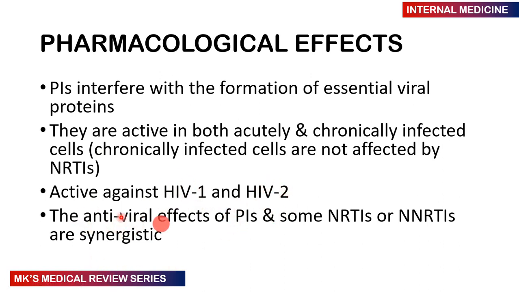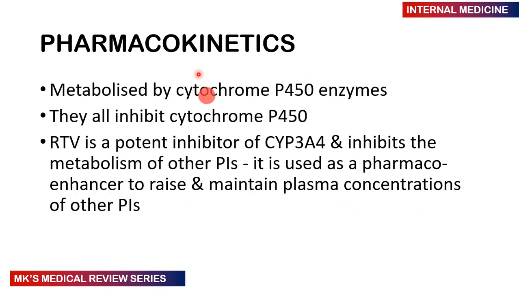The antiviral effects of the protease inhibitors and some of the nucleoside and the non-nukes are actually synergistic, so they help each other. Then of course, they are metabolized by cytochrome P450 isoenzymes. Then these drugs are going to inhibit the cytochrome P450. So the ritonavir is actually a potent inhibitor of cytochrome P450 3A4, and it inhibits the metabolism of other protease inhibitors. So it is used to enhance the action of the other protease inhibitors. That's why you see that there is a combination of lopinavir with ritonavir, for example.